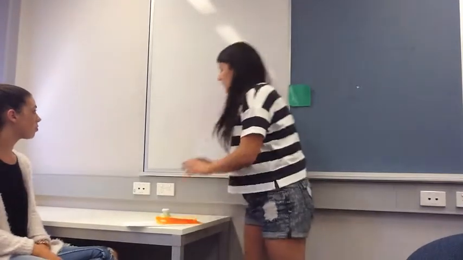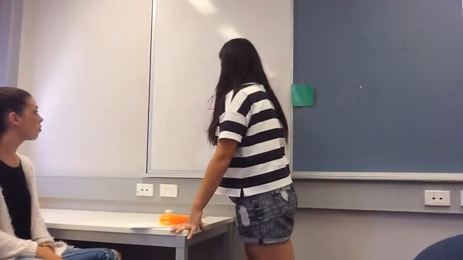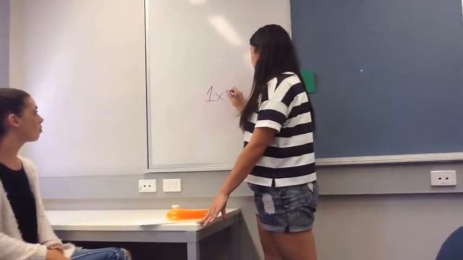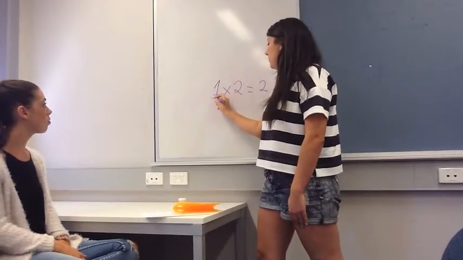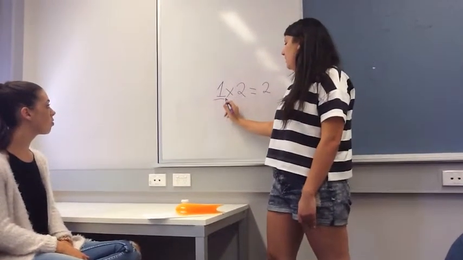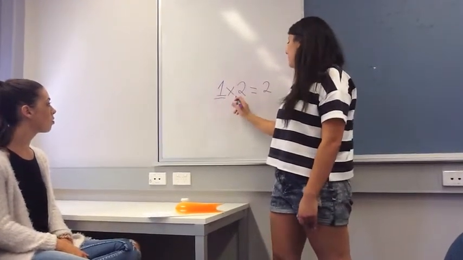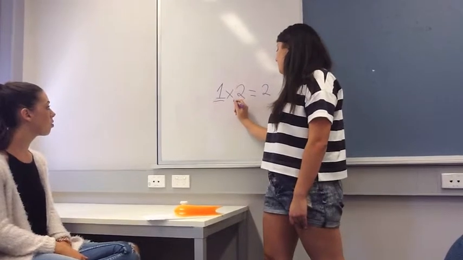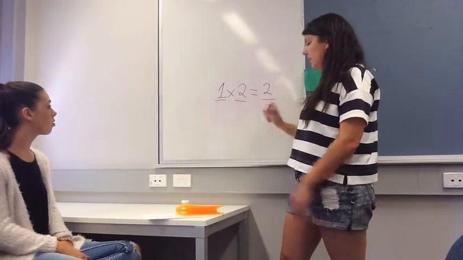So to write that as an equation, I would write 1 times 2 equals 2. Number 1 representing the first hole, and then as I open the paper, it equals 2 holes. So altogether there are 2 holes in the paper.